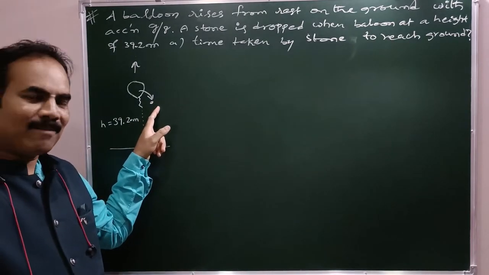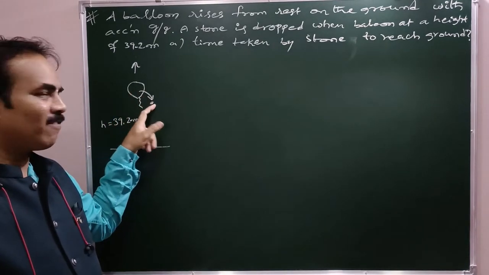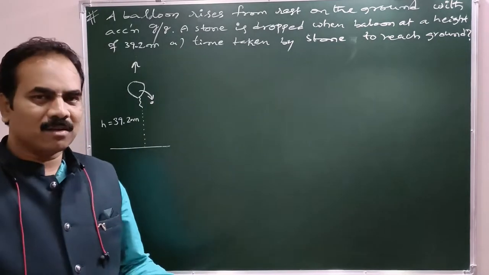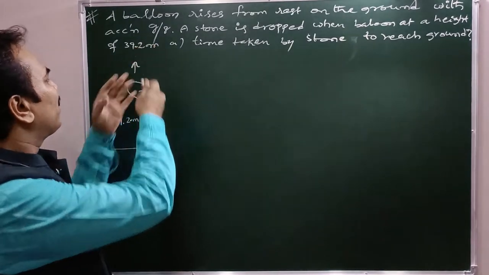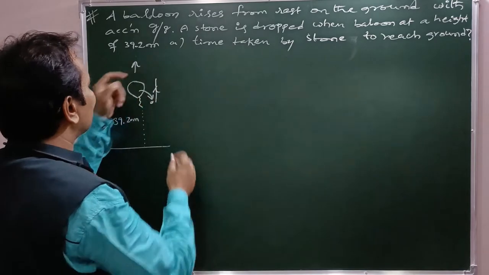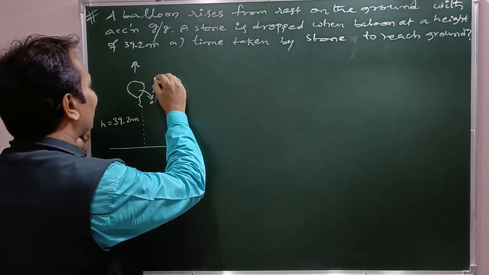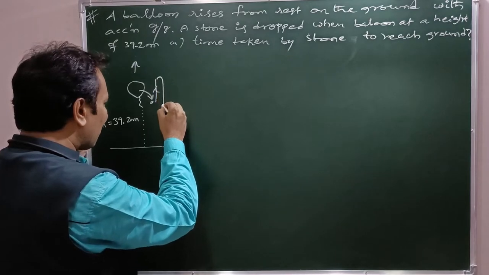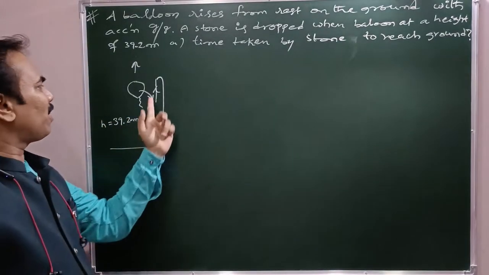Whatever velocity was acquired by the balloon by the time it was released becomes the initial velocity for the stone also. So by inertia of motion, as it acquires some velocity from the rising balloon, it continues to move vertically upward for a while and retards. So the speed gradually decreases and becomes zero at some height, then it retraces, comes down and reaches the ground line. This is the path of the stone.